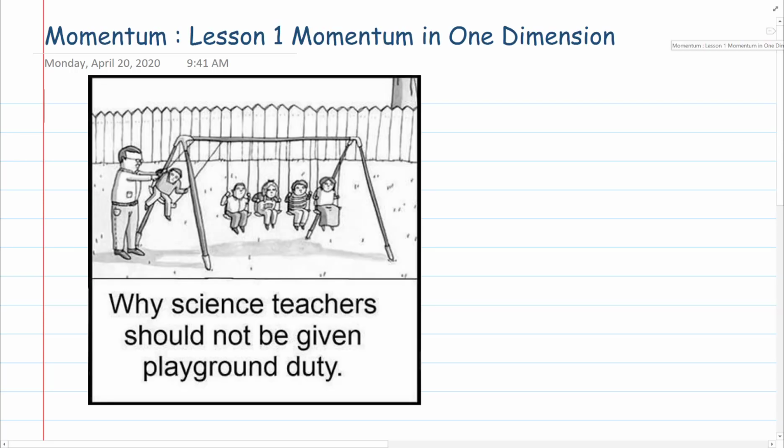Welcome back, physics fans. So what was your guess? Was your guess momentum? That's what we're starting now. Momentum in one dimension.